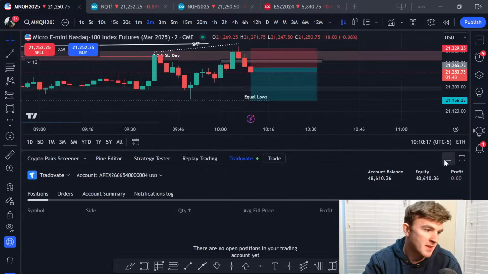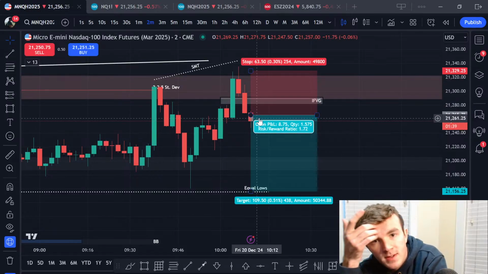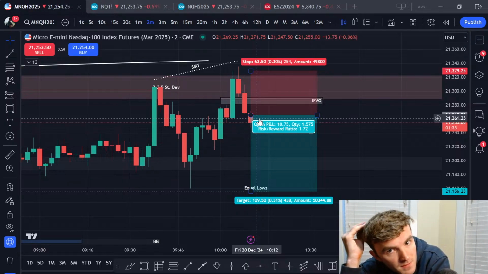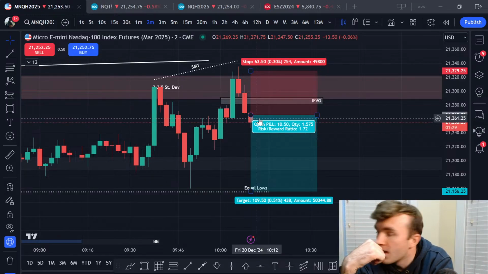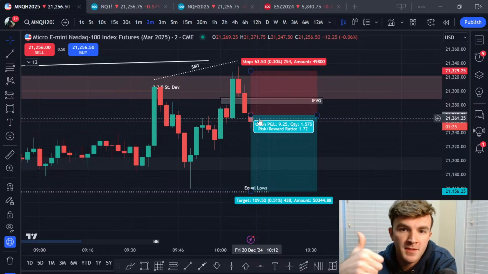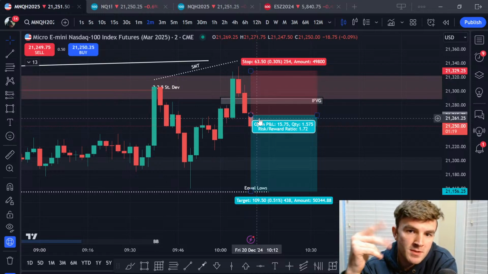Maybe, no, it's not within a macro. It's not within a macro. I'm not gonna do it. That'd be breaking my rules. My new rule is it needs to be within a macro, it needs to have SMT, and there needs to be good liquidity. Those are my 3 rules now.